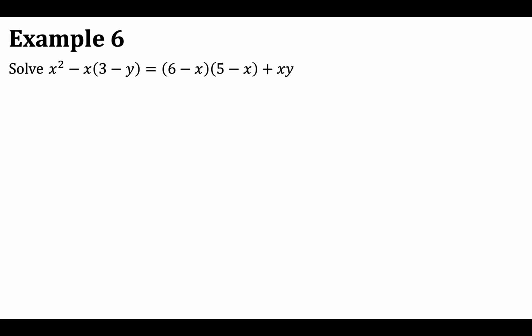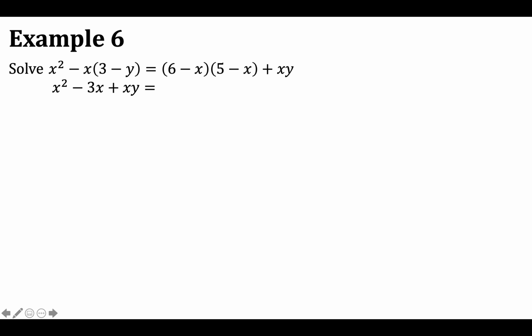So on the left hand side we can expand this straight away. It's a single bracket. So we've got our x squared still, that's existing there. -x multiplied by 3 gives me -3x. -x multiplied by -y gives me +xy.